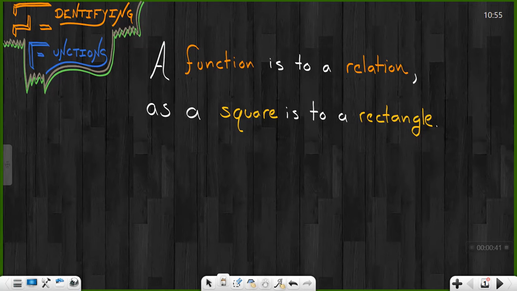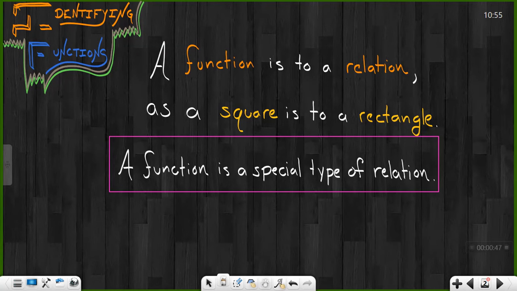All right, well, that's true of functions as well. All functions are relations, but not all relations are functions. That's because functions are a special type of relation. So functions are always relations, but relations are not always functions. Our goal in the rest of this video is to show you how to identify when a relation is a function and when it's not.